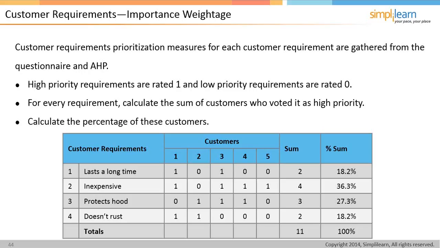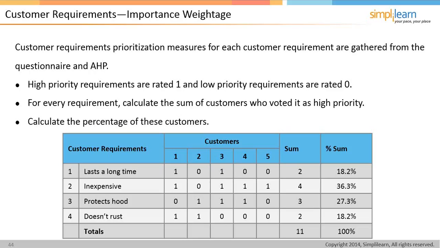So customer requirements prioritization measures for each customer requirement are gathered from the questionnaire, and the AHP stands for Analytical Hierarchy Process. High priority requirements are rated 1, low priority requirements are rated 0, so it's kind of a binary 0 or 1. For every requirement, calculate the sum of customers who voted it as a high priority, and calculate the percentage of these customers. I've also seen people use different scales in this. This is certainly very common, 0 and 1, but I've seen other people use different scales, 1 to 5, like a Likert scale, for example.